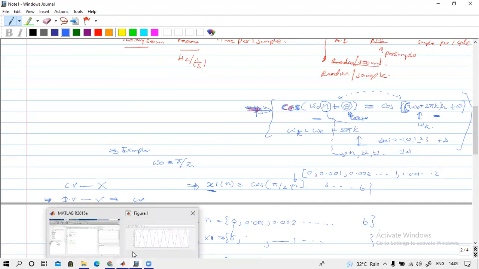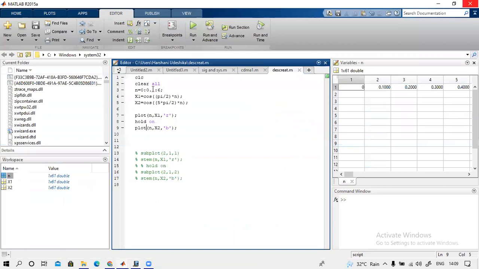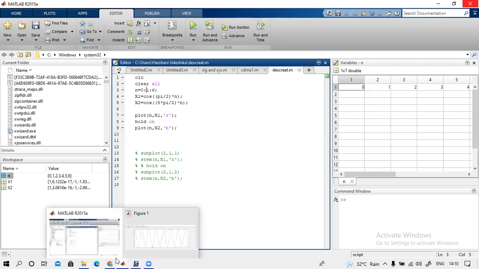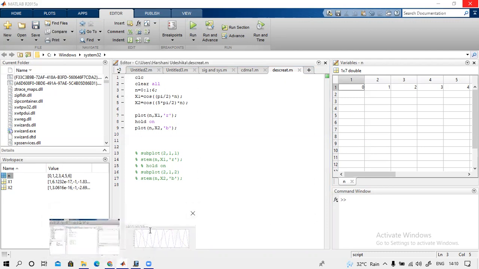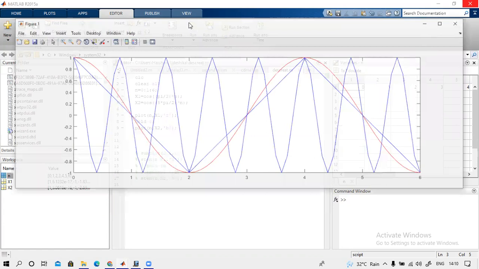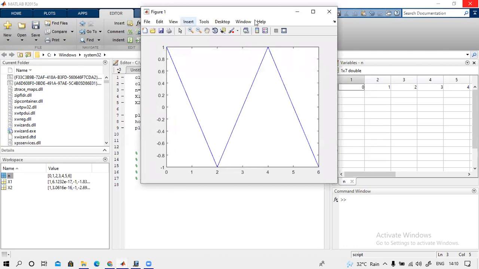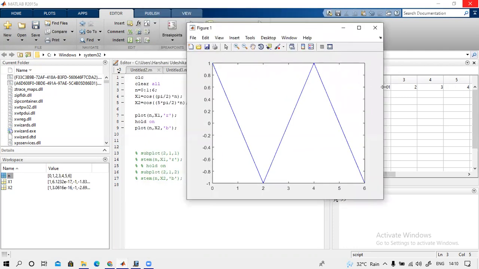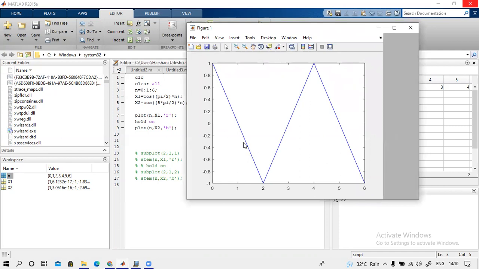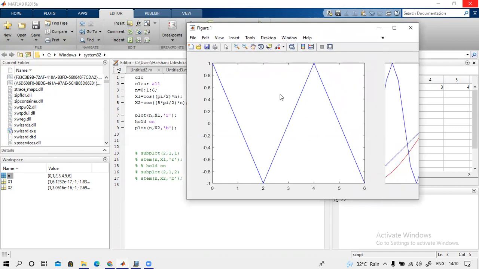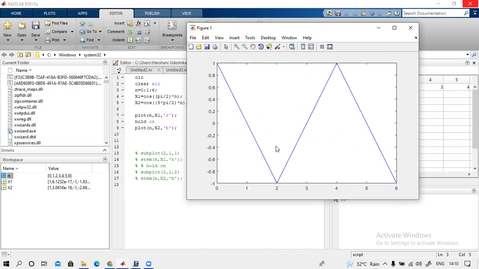So we will see. If I consider n only as integer values 0, 1, 2, 3, 4, 5, 6, 7, 8, and then plot the continuous signal, you can see only one signal. That means the other signal is inside it, so you will get the same signal here.